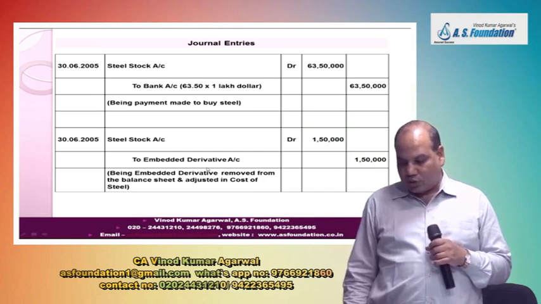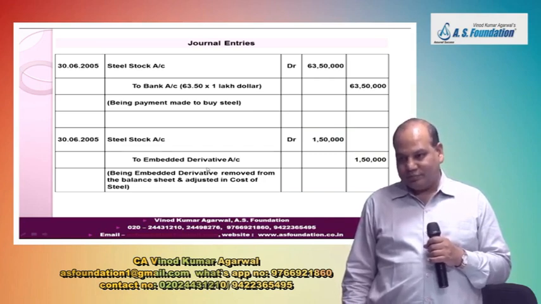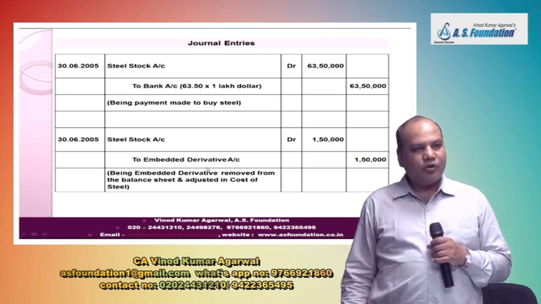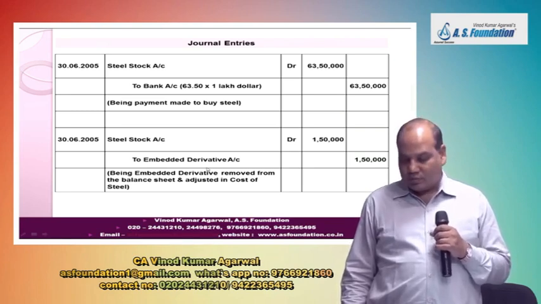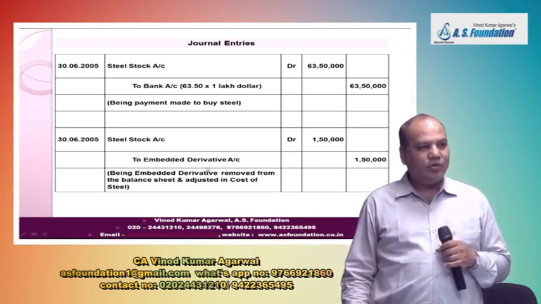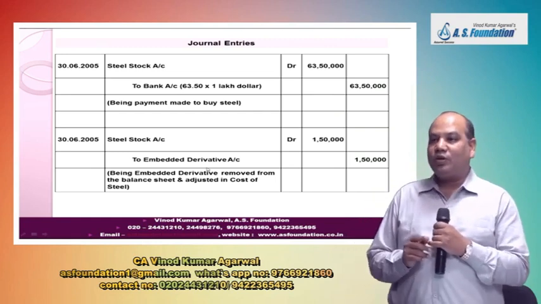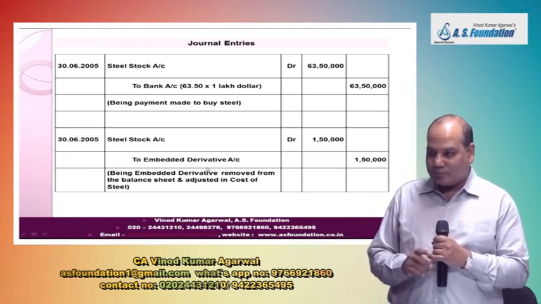So what will be your total cost of steel now? Total cost of the steel would be 65 lakh, which is the same as per the rate when you entered into the contract. Okay.